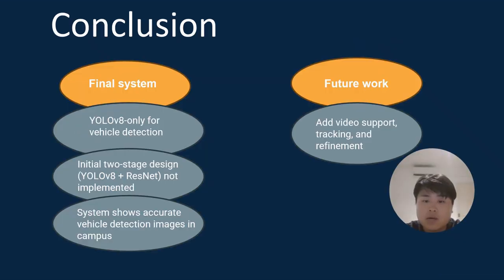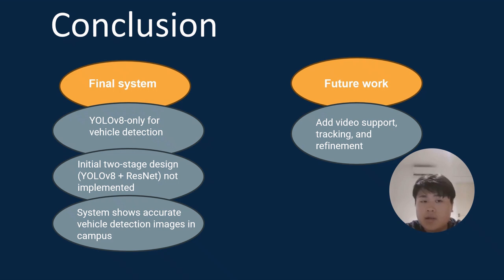So now I'm going to talk about the conclusion for our final group project. Our project shows that YOLO version 8 can successfully detect vehicles on the campus. We originally planned to combine YOLO version 8 with the ResNet model to improve the classification, but due to time and technical issues, we couldn't make it to the second stage. But YOLO version 8 itself was good enough and showed accurate results.